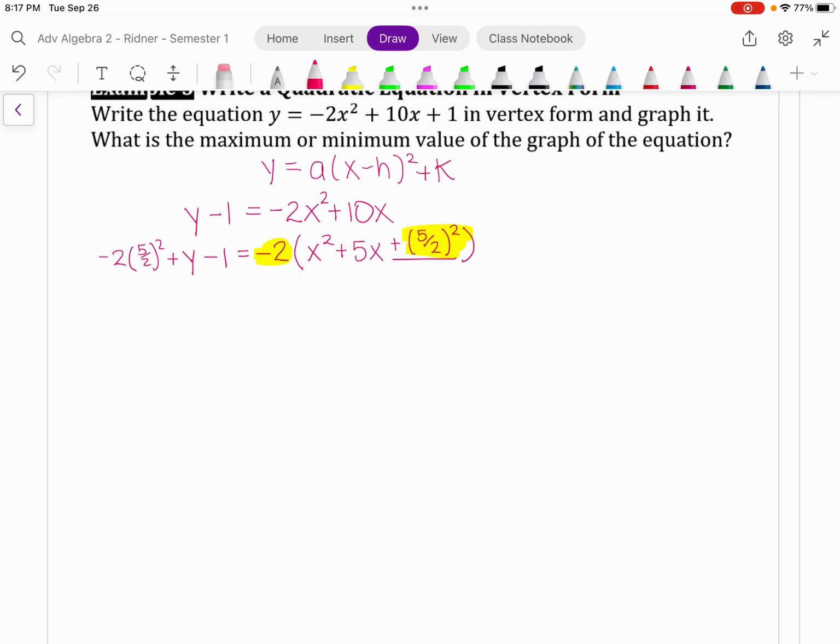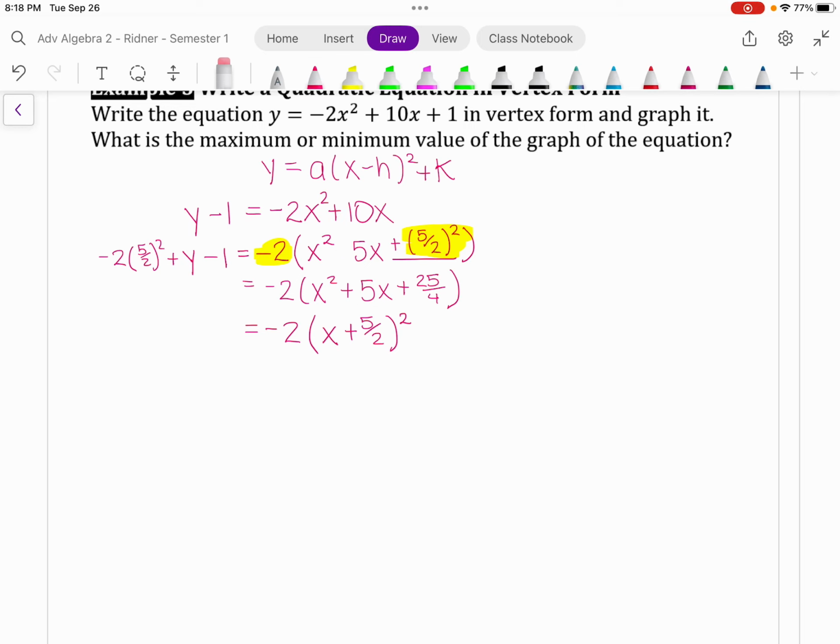So then we have, on this side, -2 times x squared plus 5x plus 25/4. And remember that always factors as b/2 quantity squared. So you can write 5/2, or you could write 2.5. Does not matter. I just realized something. Let's go fix this. If you have caught this already, I am so proud.